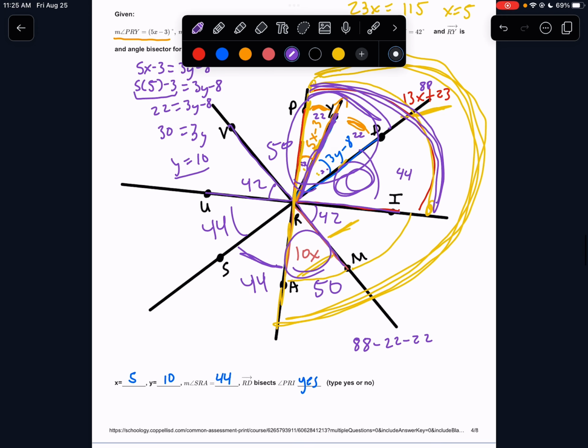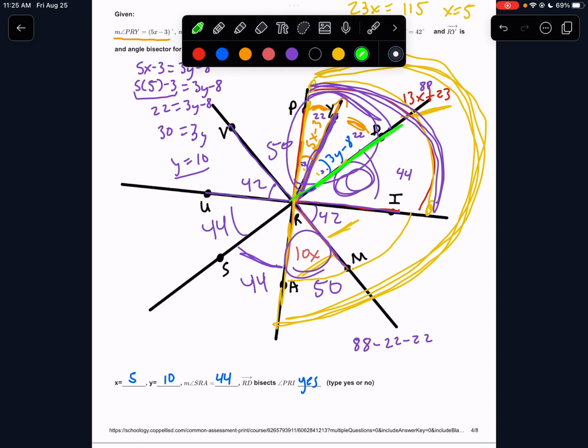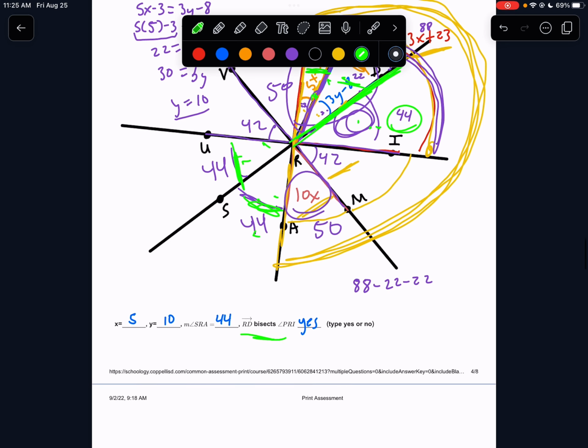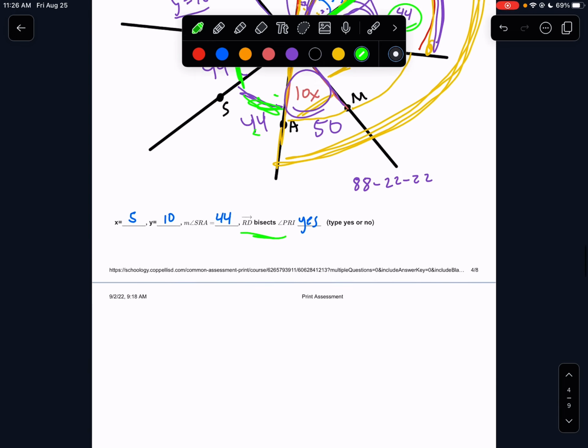The question is, does RD, man, I need the whole picture again. Is RD an angle bisector? The answer is yes. It was 44 and 44, right? 22 plus 22 is 44. That's how we knew this was 44 and 44, because the vertical angle is 44. The vertical angle is 44. So the answer is yes. That's a really tough question. No wonder it's a challenge question.